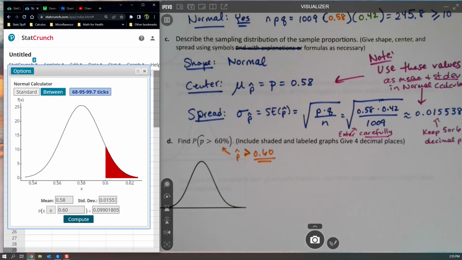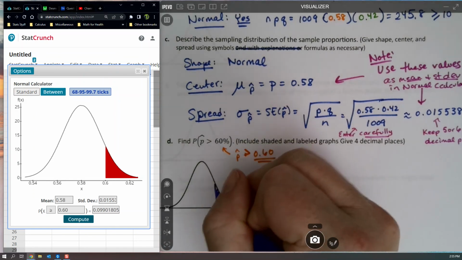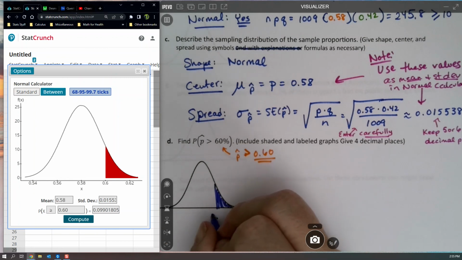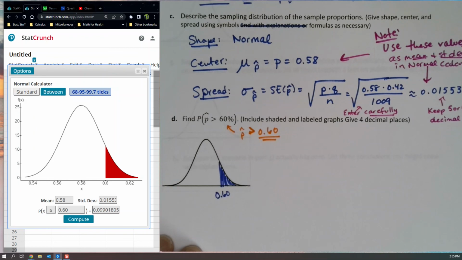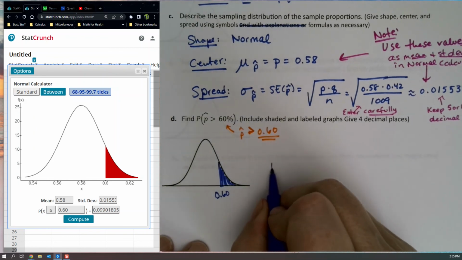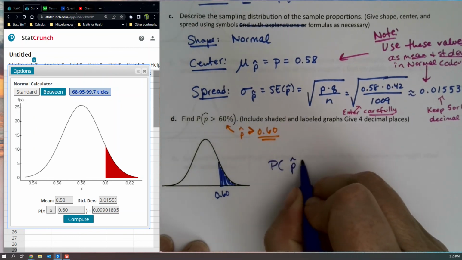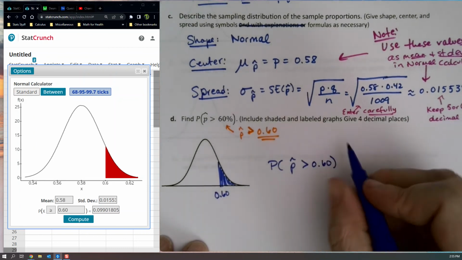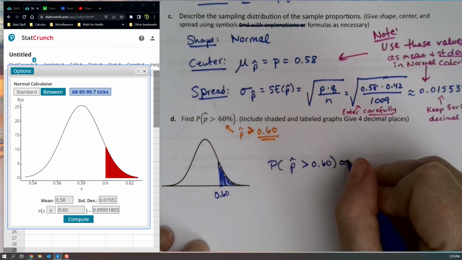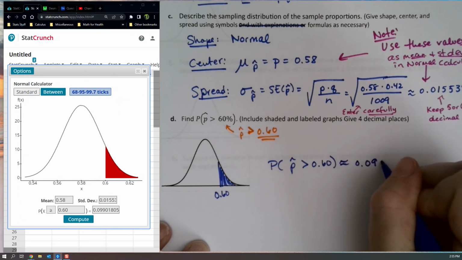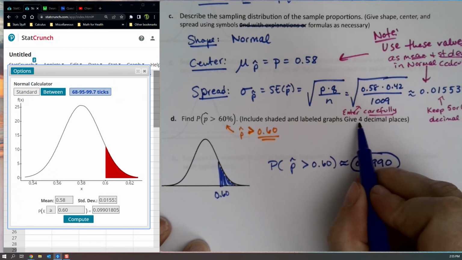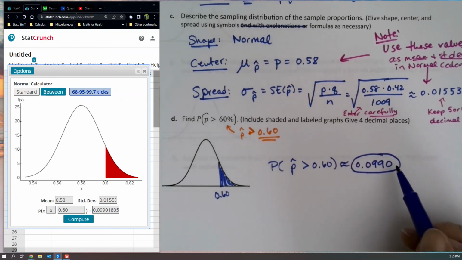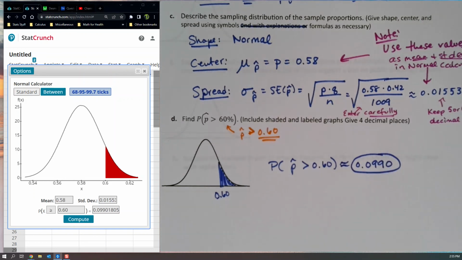All right, and we have our picture. It's drawn for us and everything. We can tell this is 0.60 down here, right, where that line falls. Oh, sorry. There you go. So then we want the probability that p hat is greater than 0.60 equals, or it's approximately, 0.0990. That's what was being looked for. And they want 4 decimal places. So it's a 0 at the end. Technically, you don't have to write it when it's a 0 at the end, but I already wrote it, so I'm just going to leave it there.